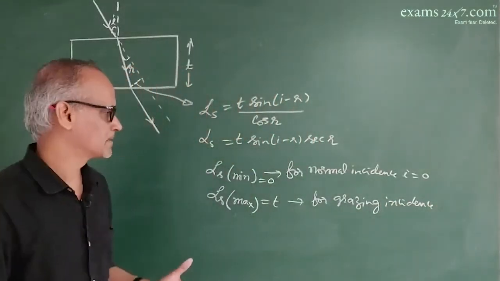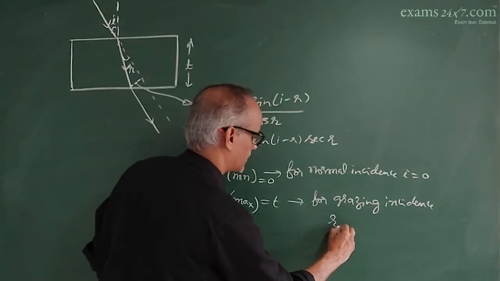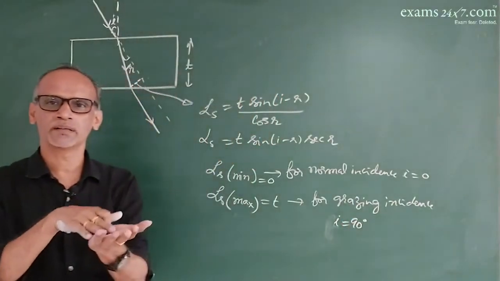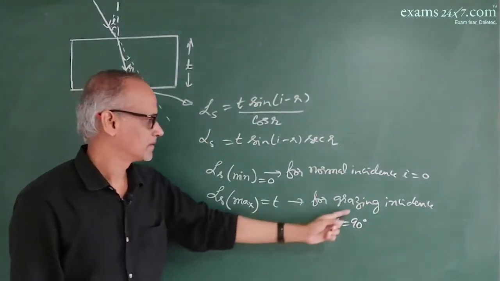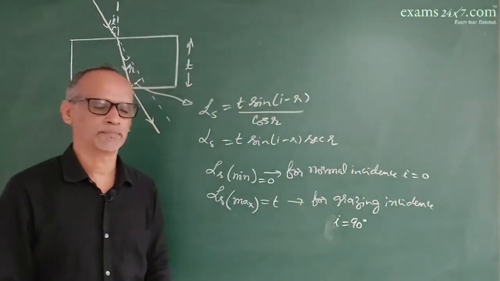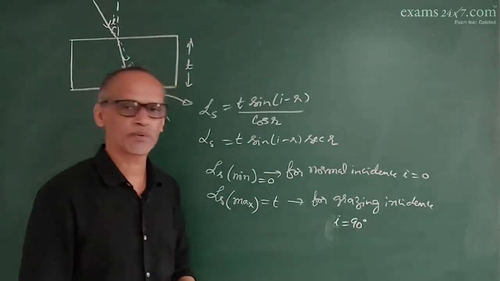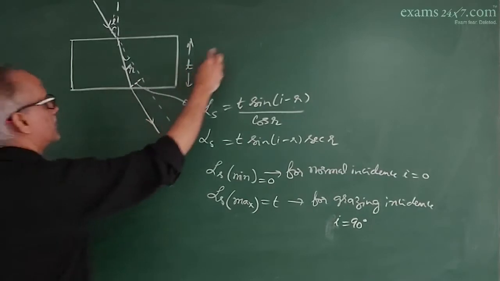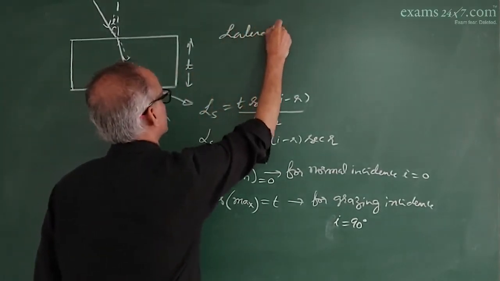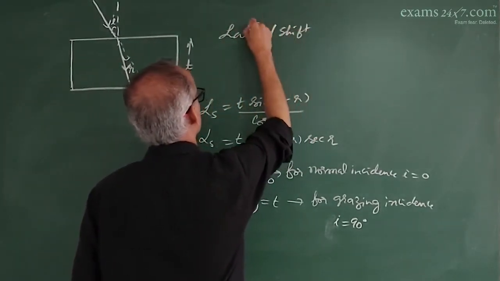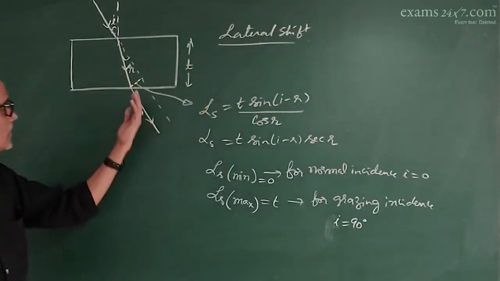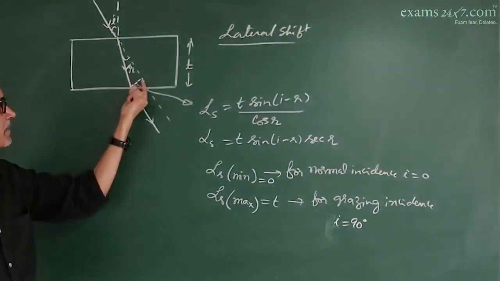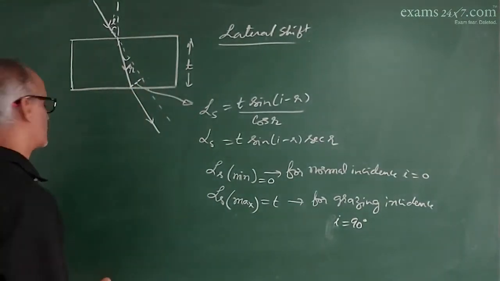Now, what is grazing incidence? If the angle of incidence is equal to 90 degrees, that is, if the incident ray grazes the surface, then it's called grazing incidence, and mathematically we take that value of I to be equal to 90 degrees. So this is about the lateral shift, where the incident ray gets shifted laterally through a certain distance, and that perpendicular distance is called the lateral shift.